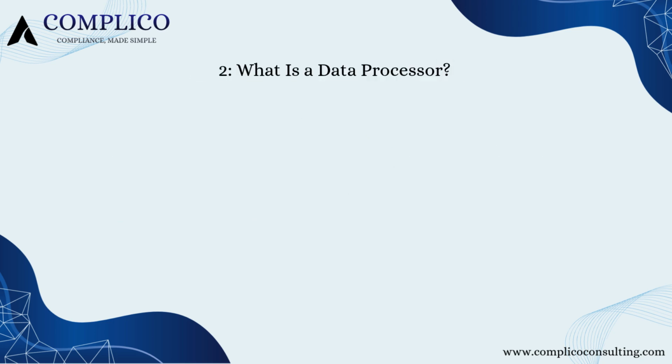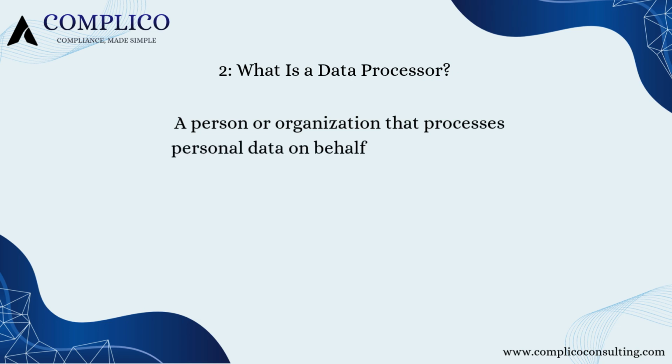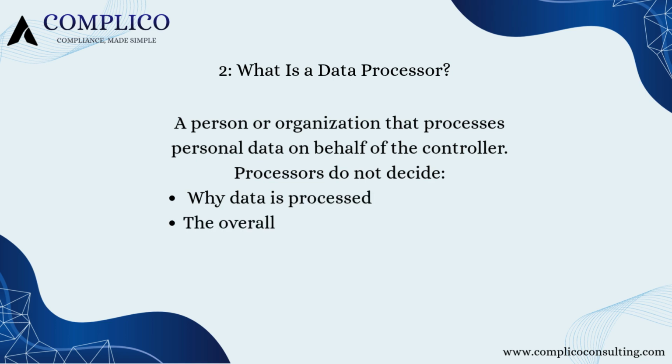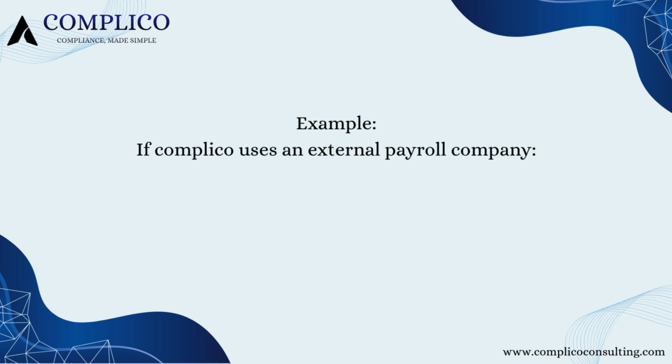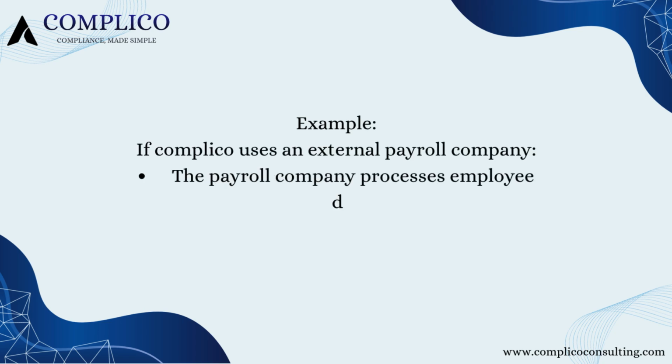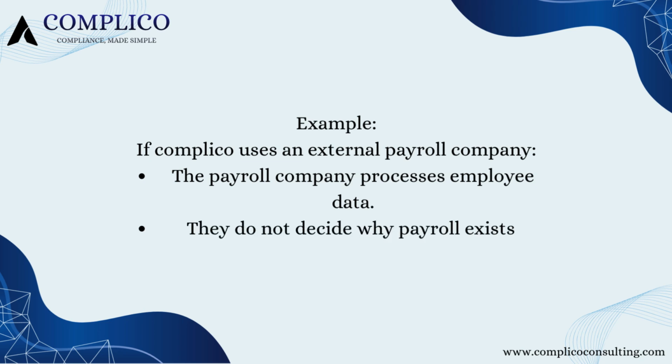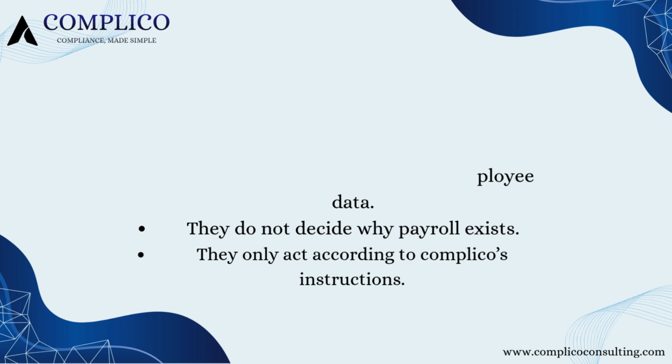What is a data processor? A person or organization that processes personal data on behalf of the controller. Processors do not decide why data is processed, the overall purpose of processing. Example: if Complico uses an external payroll company, the payroll company processes employee data. They do not decide why payroll exists. They only act according to Complico's instructions.